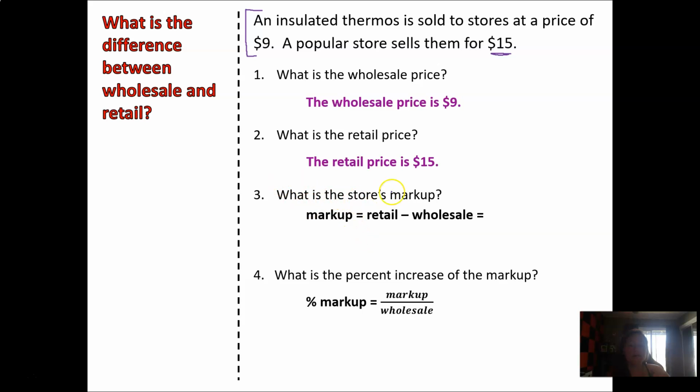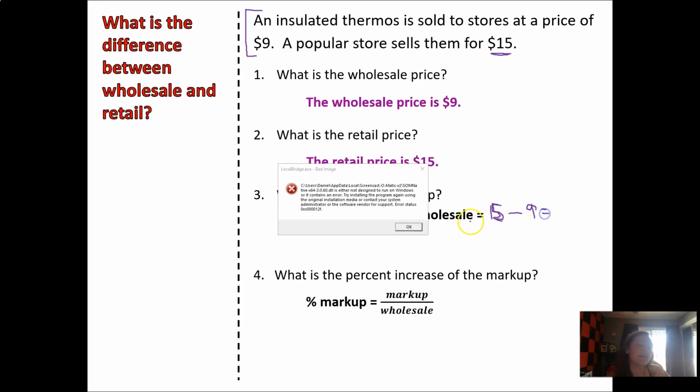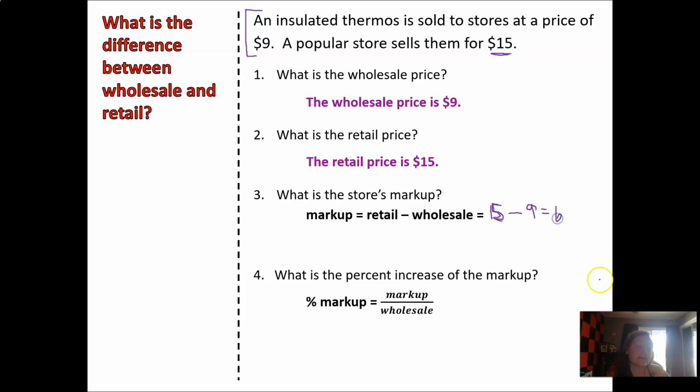Okay, what is the store's markup? It's the difference in price, right? Because they want to make money on it. So markup is taking the retail price and subtracting the wholesale price. So the retail was 15 minus the wholesale, which was 9. And so 15 minus 9 is 6, right? So the store's markup is $6.